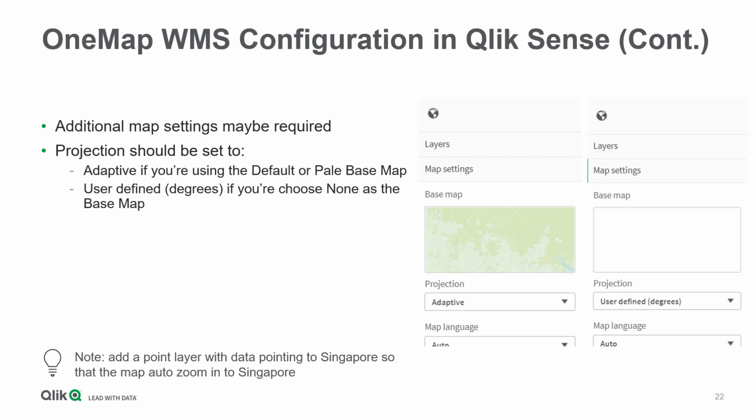After the WMS setup, if you can't view OneMap, please ensure that your geospatial data is pointing to Singapore so that the map auto zooms in to Singapore. Also, you may need to check the projection being used in the map settings. If you are using the default or pale base map, you need to set the projection to adaptive. Otherwise, if you set the base map to none, then you need to set the projection to user-defined (degrees).